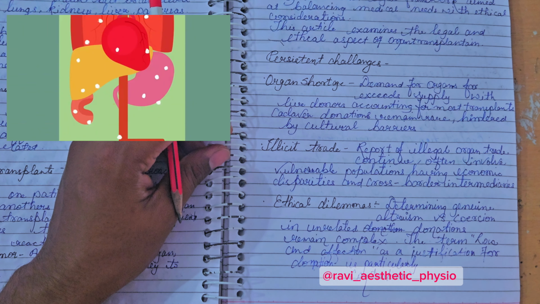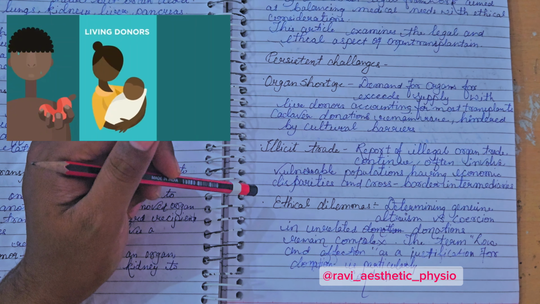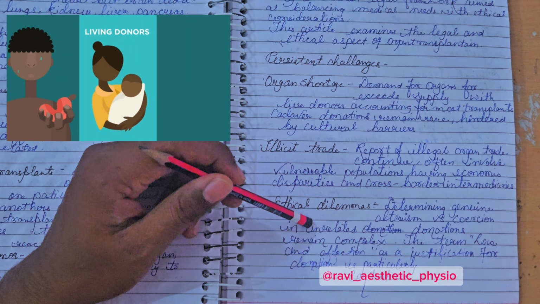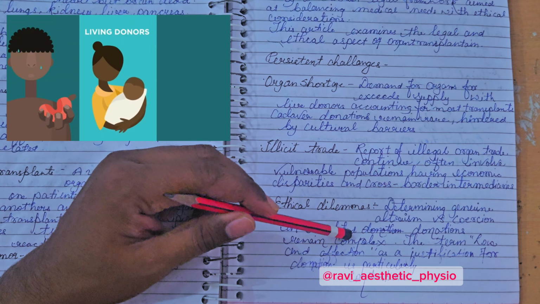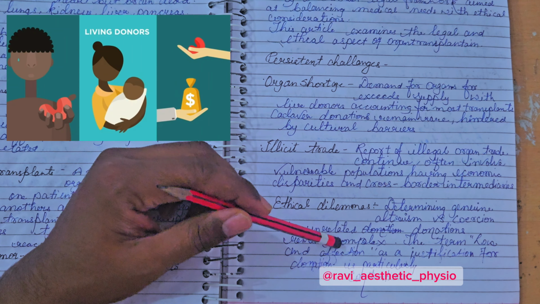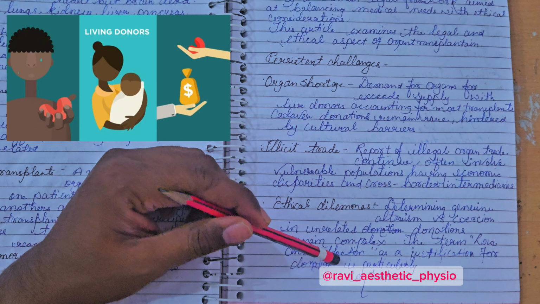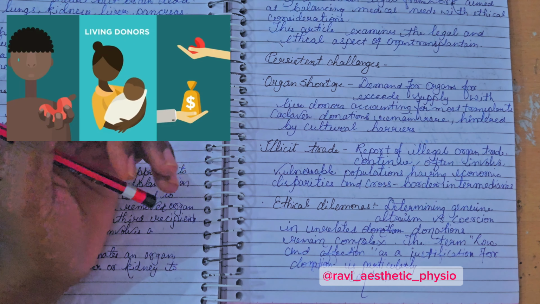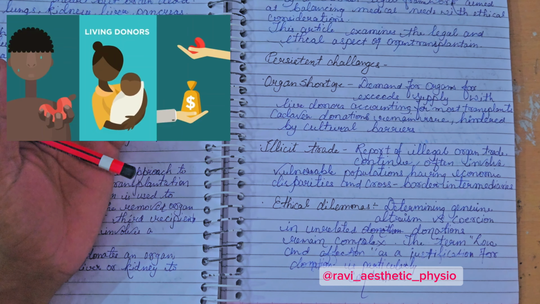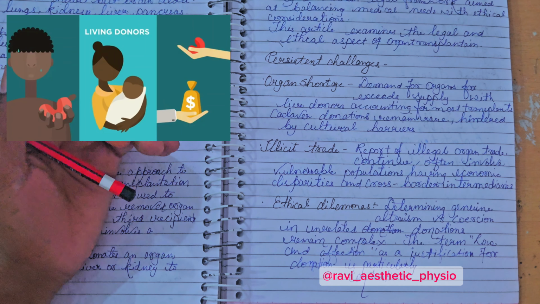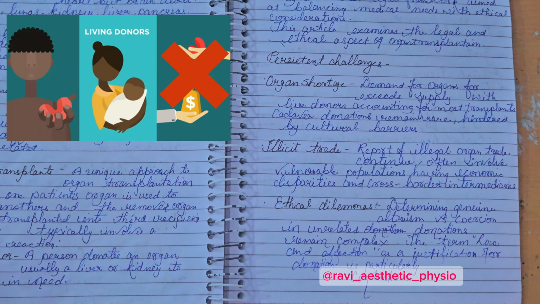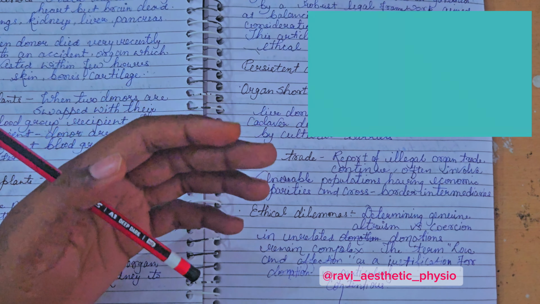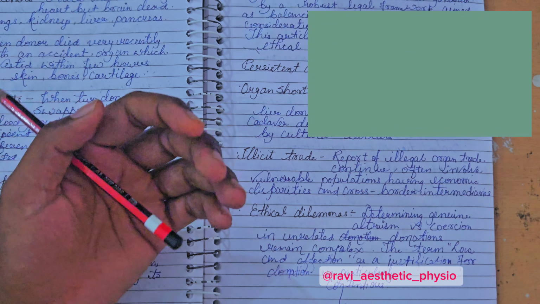Next is ethical dilemmas. Determining genuine altruism versus coercion in unrelated donors remains complex, with love and affection as justification for donation being particularly considered. If a person has love and affection towards someone and shares an organ, there is an ethical dilemma about the consent form under the Indian Constitution for sending an organ to a person with whom they have no close relationship or relatives.